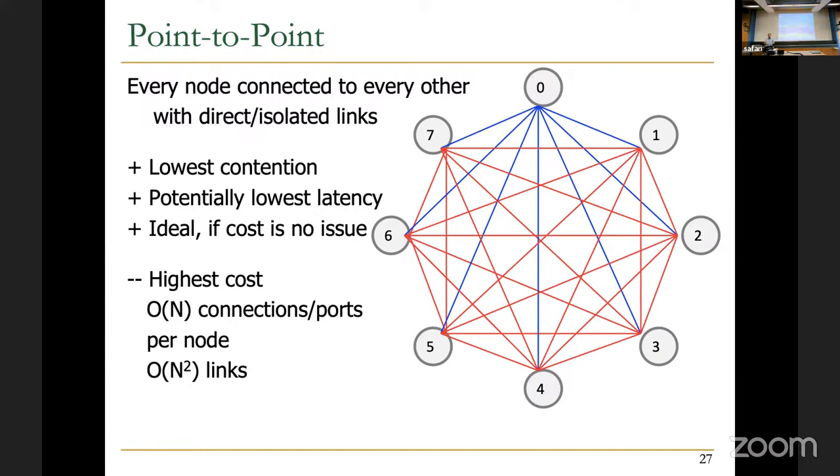So if we have n nodes in the network, the degree of each node is n or n minus one. But here we are talking about the order of that. So the order is O(n). And the number of links is in the order of n squared, basically. And it shows that it has high cost. And essentially it's not scalable.